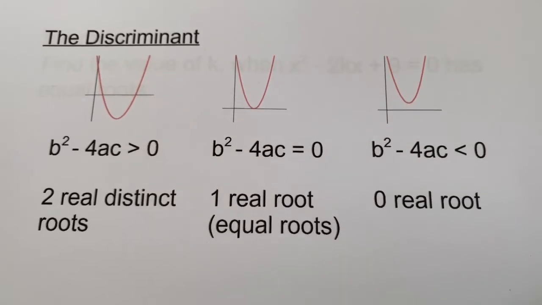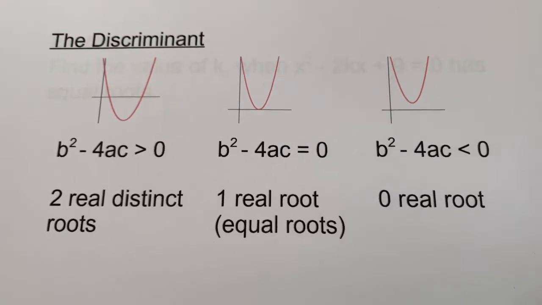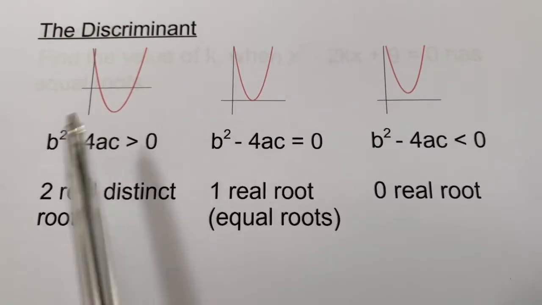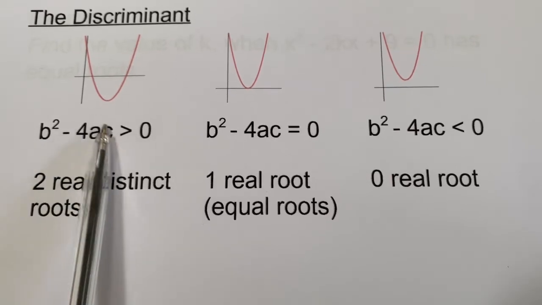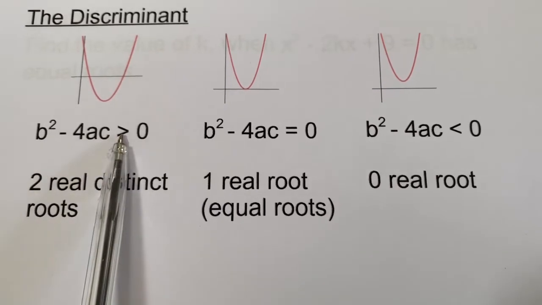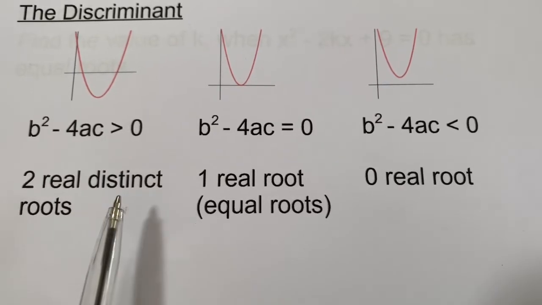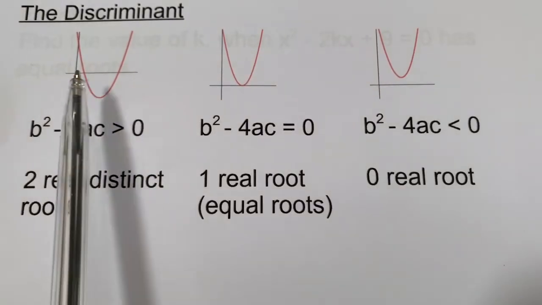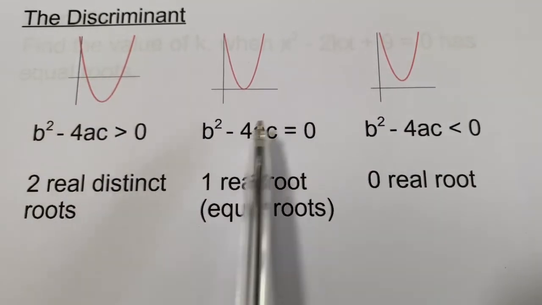Okay, so we're going to look at the discriminant today. You did this last year, where you were essentially told these three statements: that your discriminant is b squared minus 4ac. If that's greater than 0, then you have two real distinct roots. Distinct, another word for distinct being different. In other words, these two points would be your different roots.